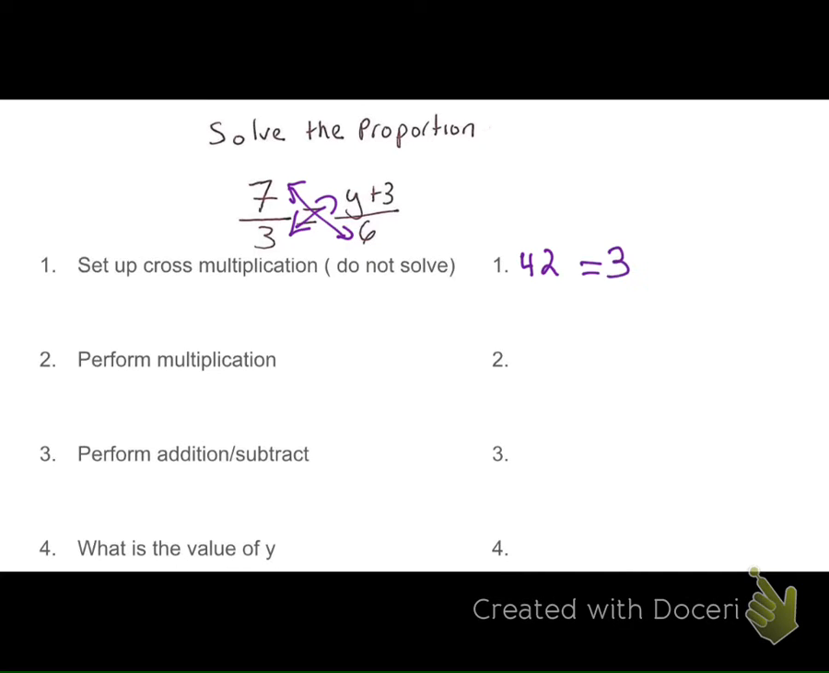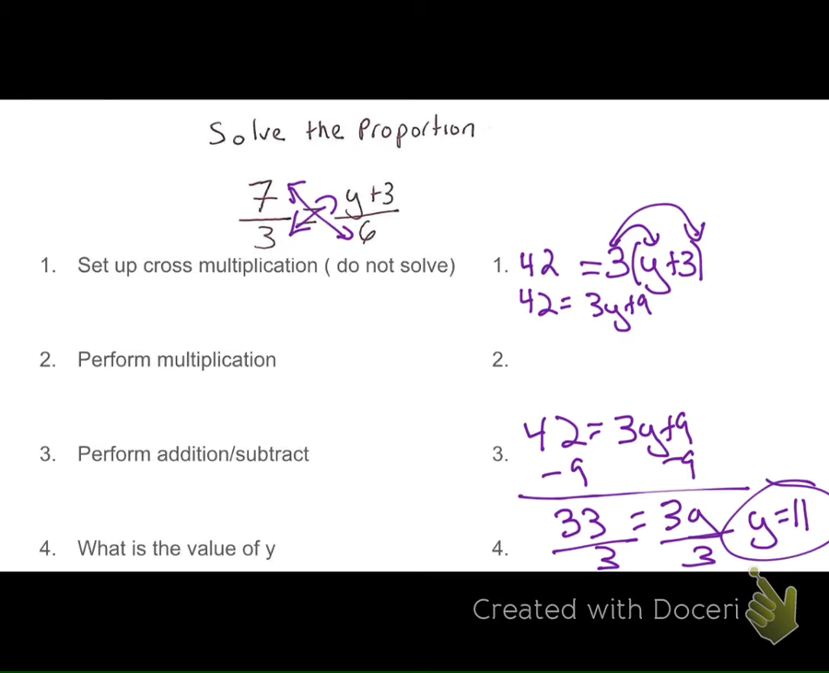Okay, equals 3 times (y plus 3). Make sure you put those parentheses. So these are the steps that we had. Again, we begin by cross multiplying. Make sure you put parentheses around the x plus y plus 3. You distribute your 3 to all terms, and then we are going to set it up. You have to subtract the 9 and then divide by 3. So we end up with x equals 11.